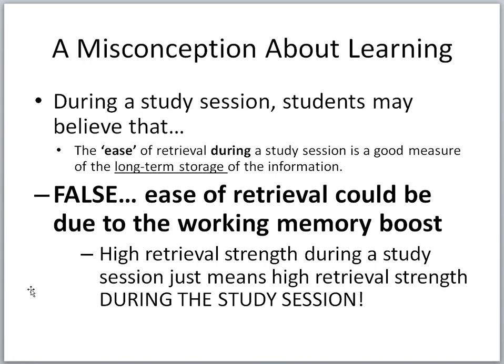Now let's get to some of the illusions or the common pitfalls for students who are studying. One of the important misconceptions that Bjork and others have identified is that during a study session, students may believe that the ease of retrieval during a study session is a good measure of the long-term storage of the information. And this is false. The ease of retrieval could be due to the working memory boost. So the take-home message is that high retrieval strength during a study session just means high retrieval strength during the study session. It is not a good indicator of the strength of the storage of the information.